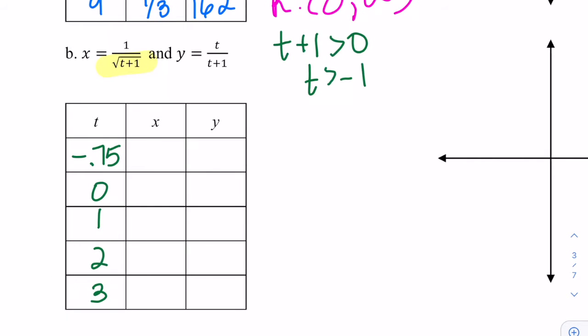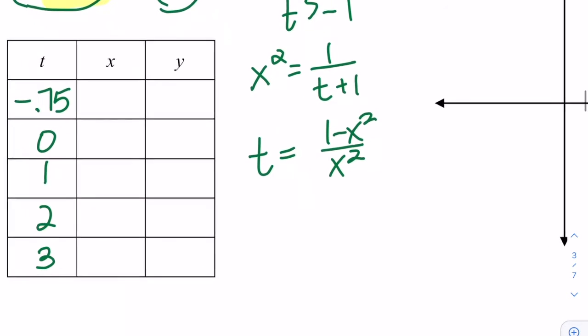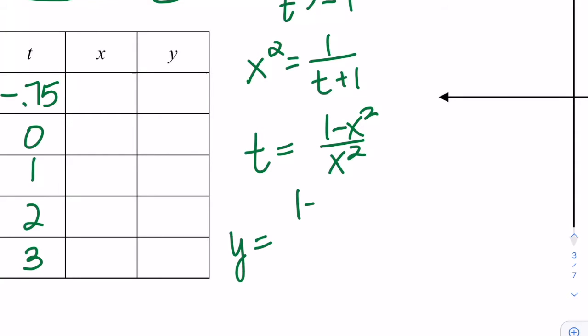All right, let's eliminate the parameter for the equation. Isolate t in the first equation, so I'll have x squared equals 1 over t plus 1. t will equal (1 minus x squared) over x squared. Now we'll plug that into the second equation here. So y will equal ((1 minus x squared) over x squared) over ((1 minus x squared) over x squared plus 1). All right, and that's going to simplify into 1 minus x squared.